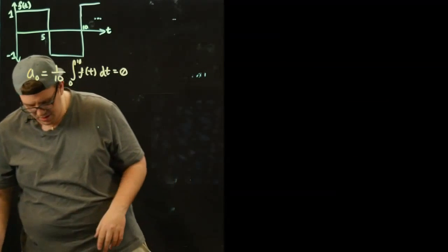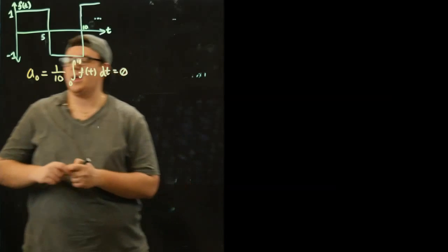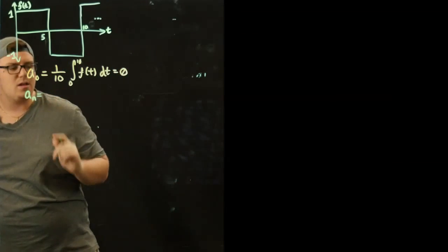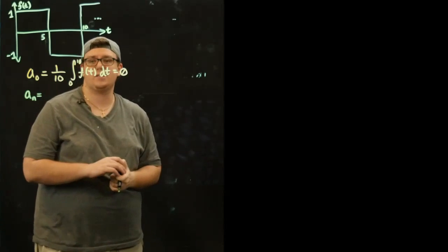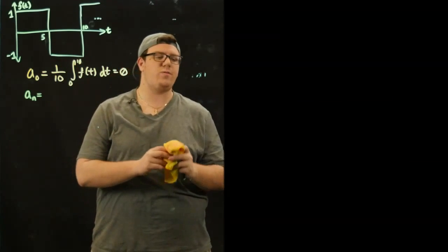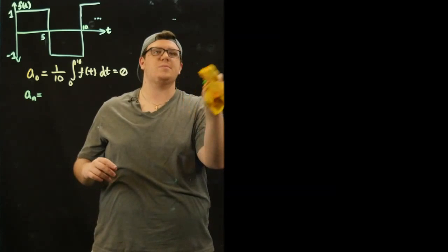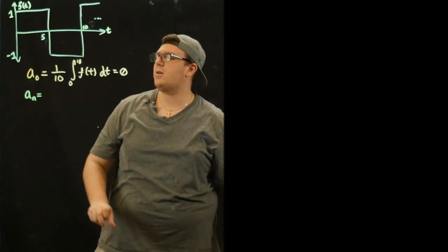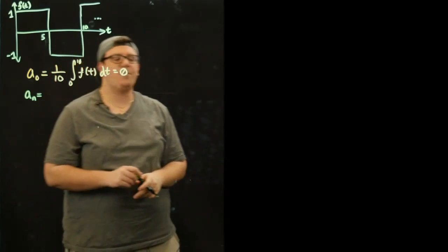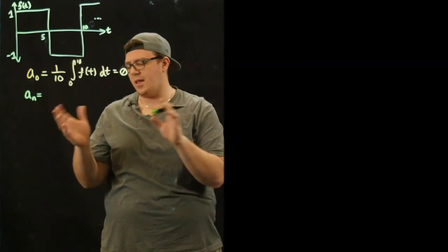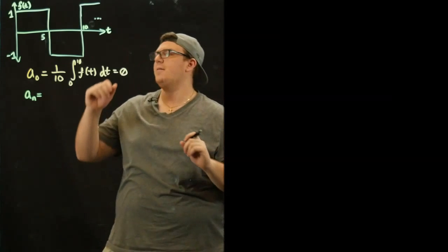Next we need to calculate a sub n. This is the term for the cosines. We're going to prove it right now, but what we should find, and I hope this makes some intuitive sense, is that cosines and sines are orthogonal to each other, which means that the influence from one does not affect the other.